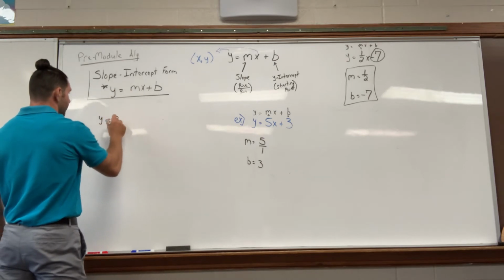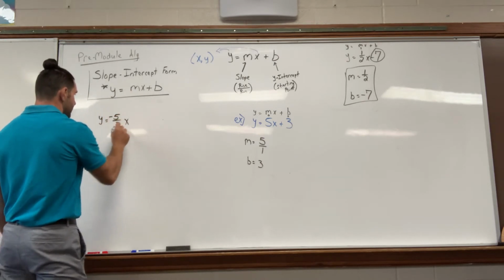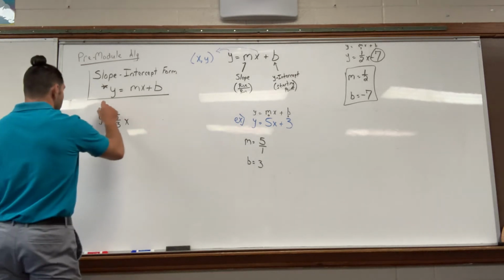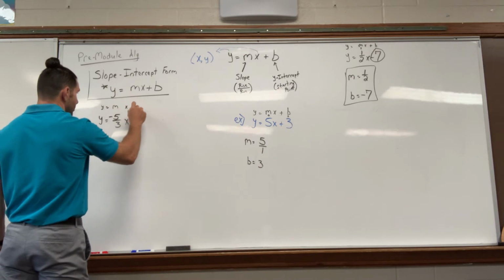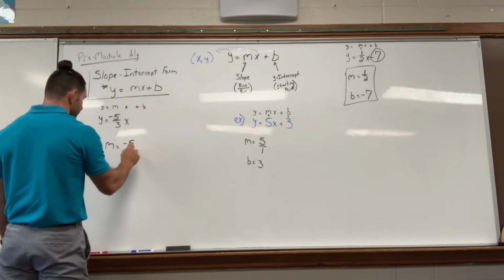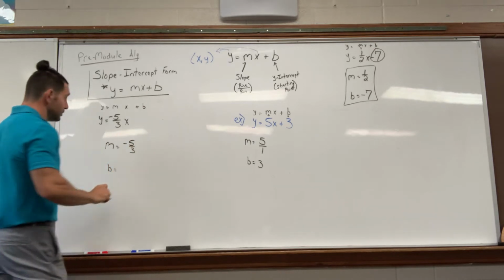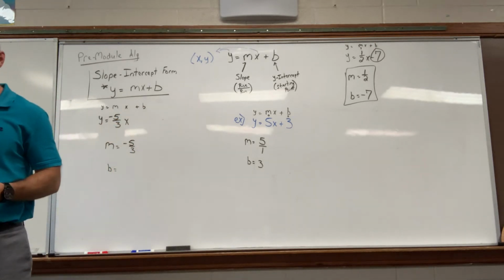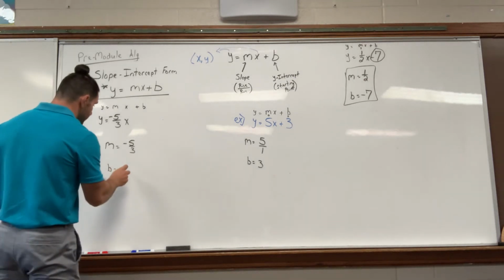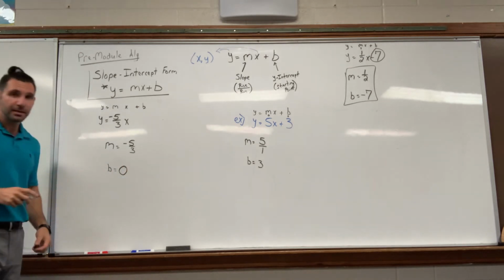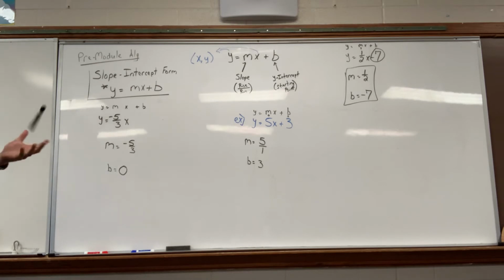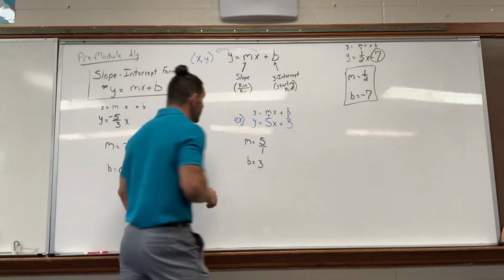Y equals -5/3 x. I want you to find my slope and y-intercept. Well, y equals mx plus b. M, nice and easy, is -5/3. There's my slope. My b, well, I don't have a b. There is no b. If there is no b, that means the y-intercept is 0. There is no b, therefore the y-intercept is 0. Okay, nice and easy.